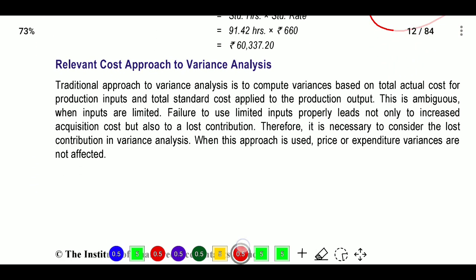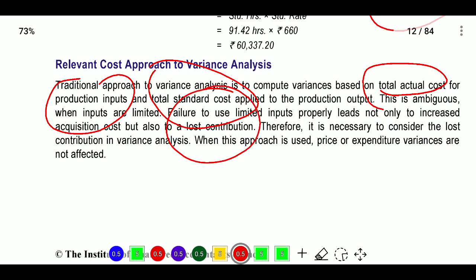Here, variance analysis computes variance based on total cost. We have production inputs and the total standard cost, and we will apply this. Failure to use limited inputs properly leads not only to increased acquisition cost but also to loss of contribution. Therefore, it is necessary to consider the lost contribution also in variance analysis.